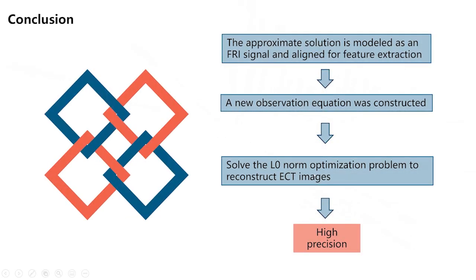Image reconstruction technology is the key to the application of capacitance imaging. In this paper, an ECT image reconstruction method based on polynomial reproducing kernel is proposed to improve the image reconstruction accuracy. Firstly, the approximate solution is modeled as an FRI signal, and we extract the feature information. Then, a new observation equation was constructed to solve the L1 norm optimization problem to reconstruct ECT images.